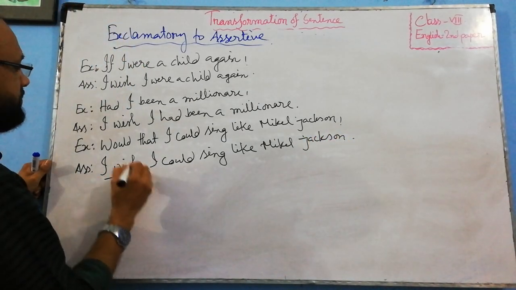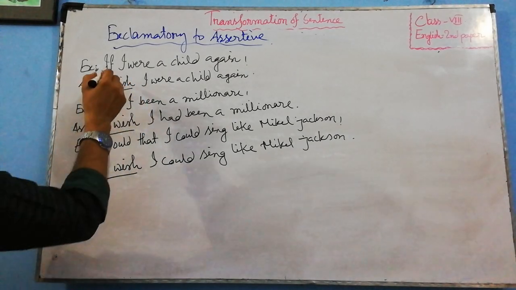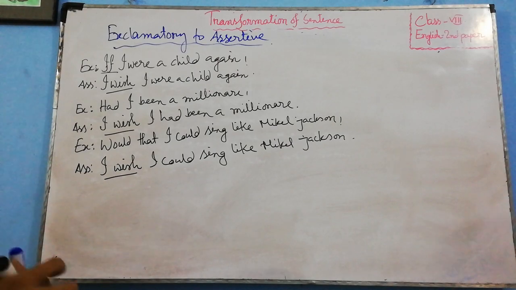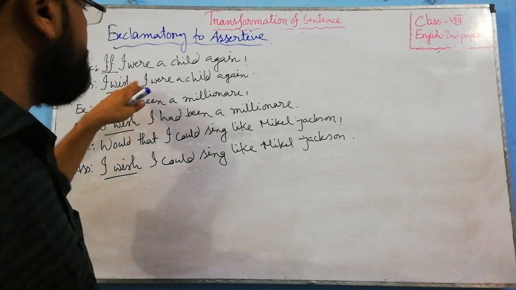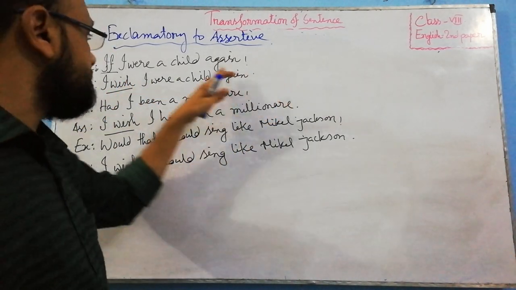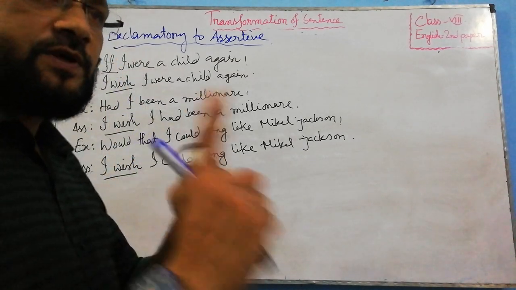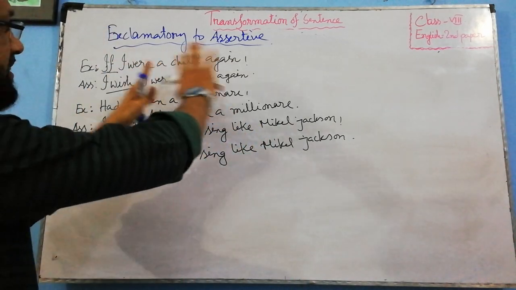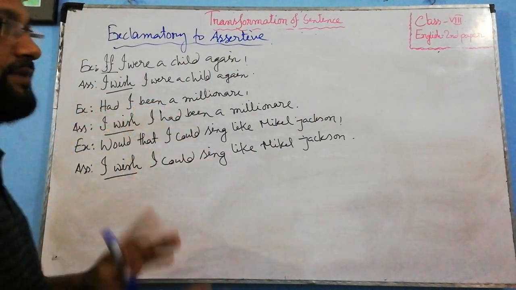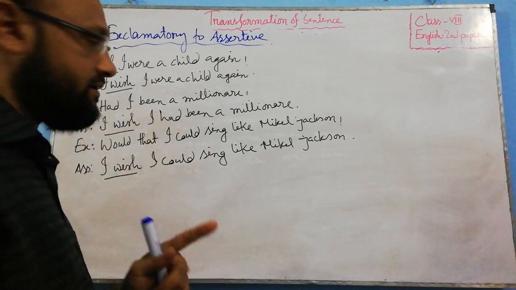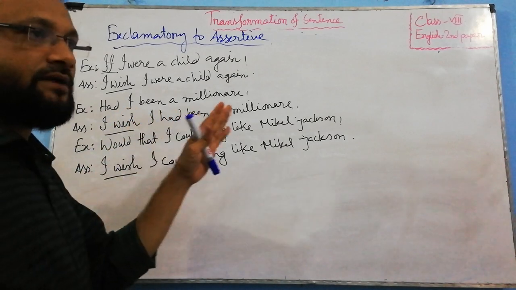তাহলে আমরা কোথায় কি ব্যবহার করলাম আমরা একটু খেয়াল করি. If we look at these sentences, this sentence starts with if plus subject plus were. If I were a child again, I wish I were a child again. Just I wish. Subject plus wish instead of if. If এর পরিবর্তে আমরা এই অংশটা বসিয়েছি and the remaining word, there is no change. And had I been a millionaire. Had I been a millionaire. And the assertive one is I wish I had been a millionaire.